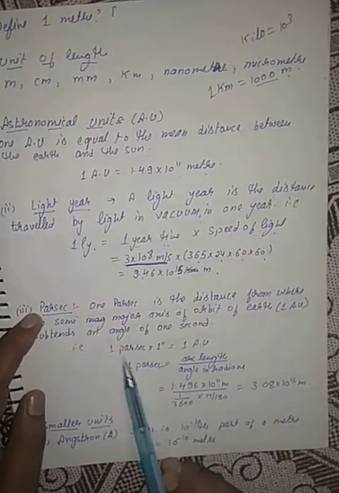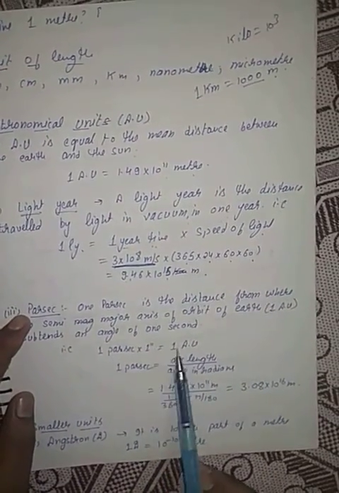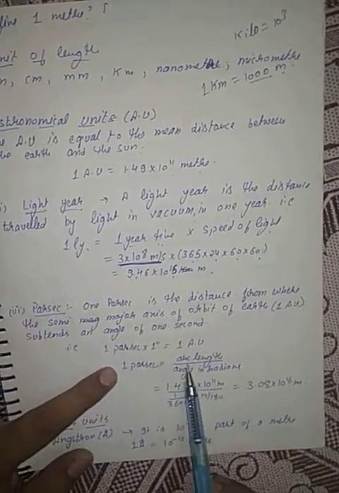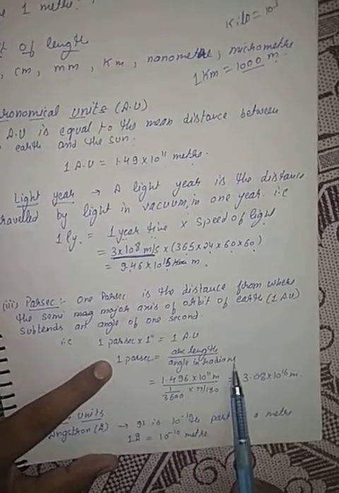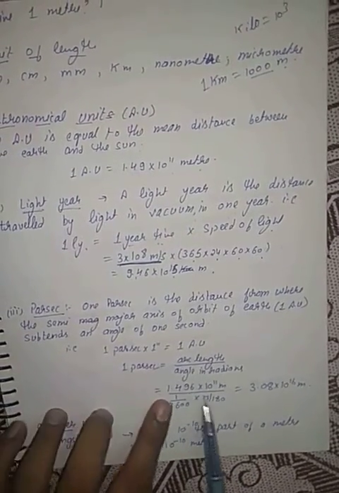That is known as parsec. 1 parsec equals 1 second equals 1 AU. 1 parsec equals arc length upon angle in radian. Arc length is 1.49 into 10 raised to power.